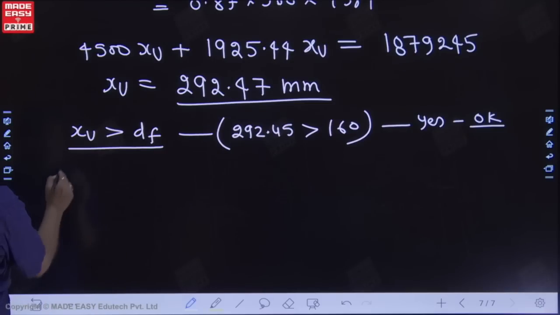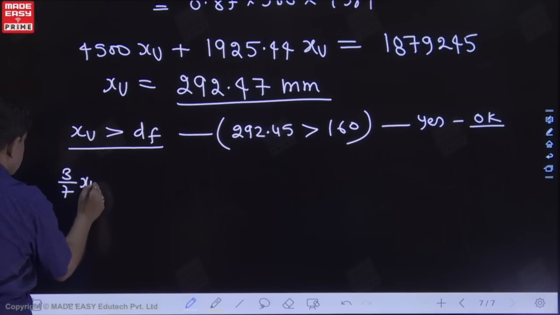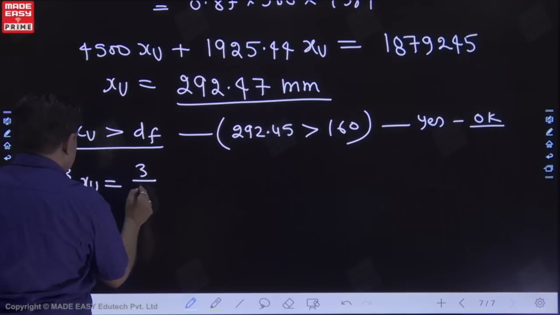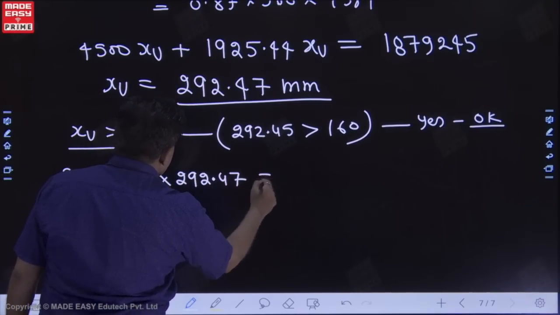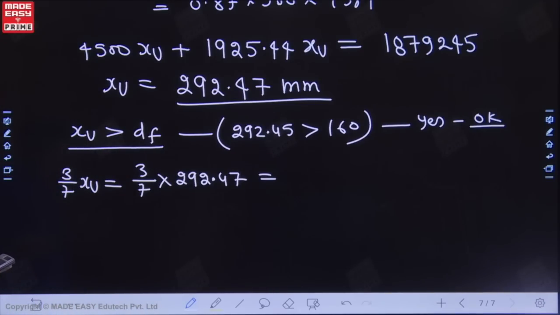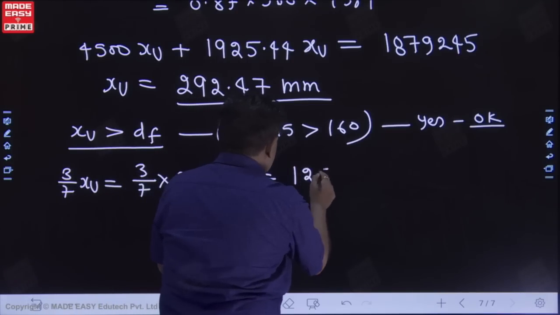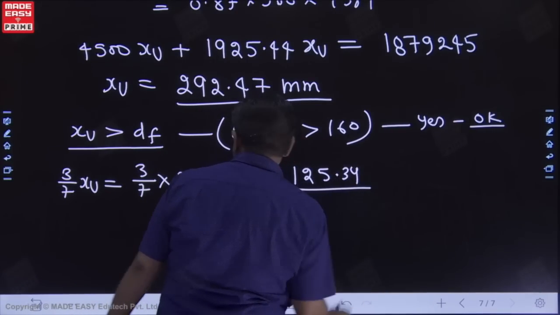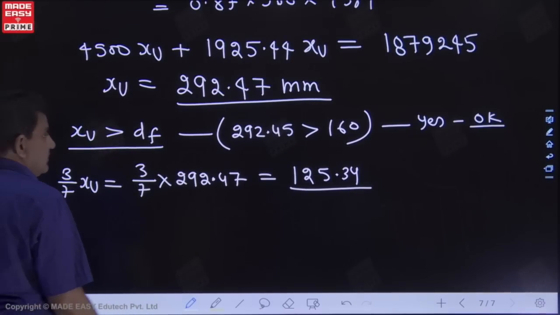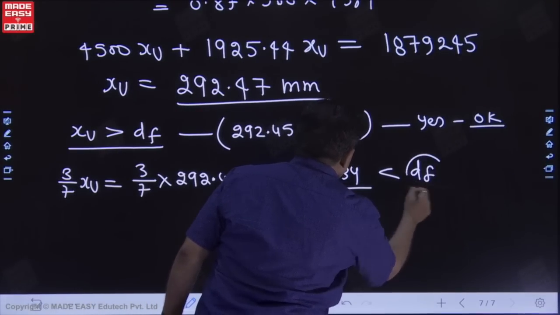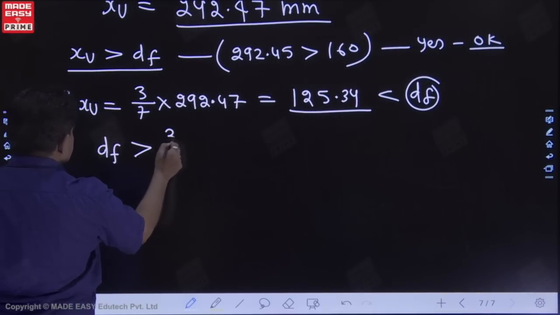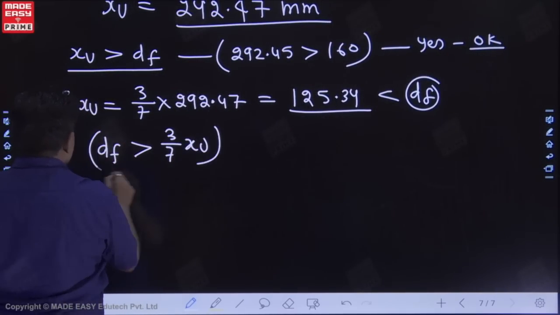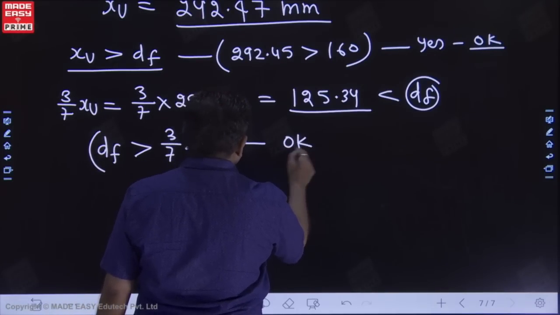Second assumption, let's calculate 3 by 7 XU. This will be equal to 3 by 7 into 292.47. The value comes to 125.34. This value is less than DF. So DF is greater than 3 by 7 XU. So we can say yes, this assumption is also okay.